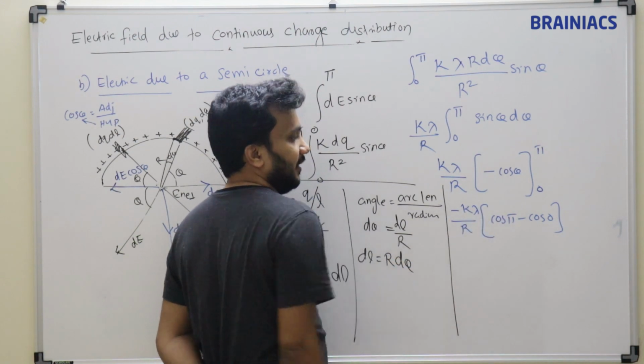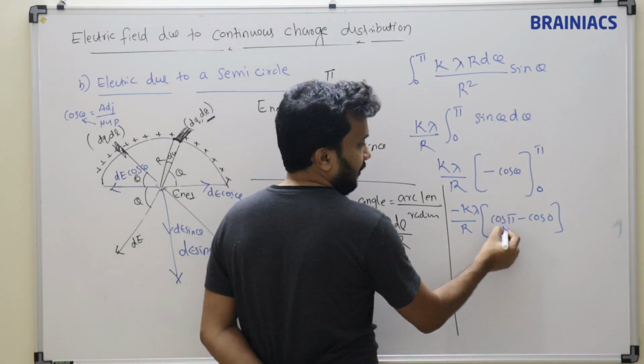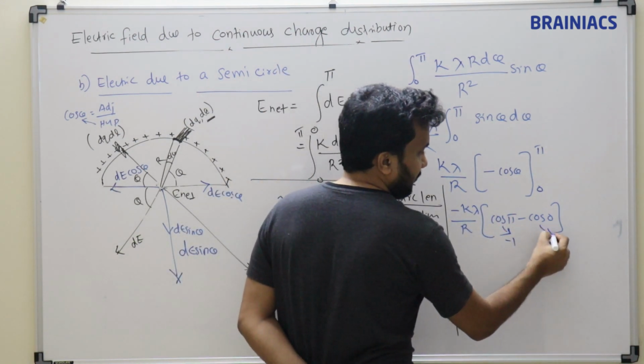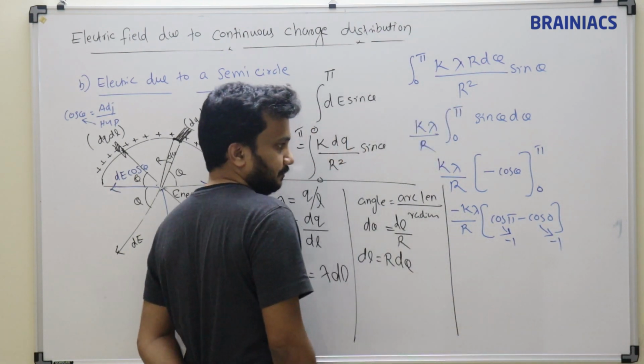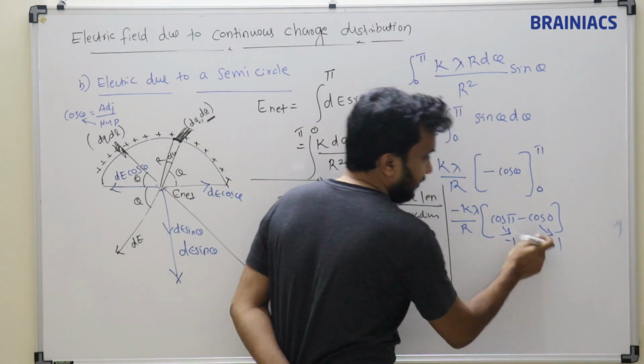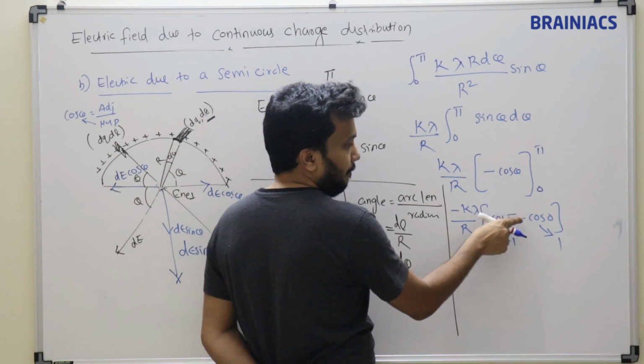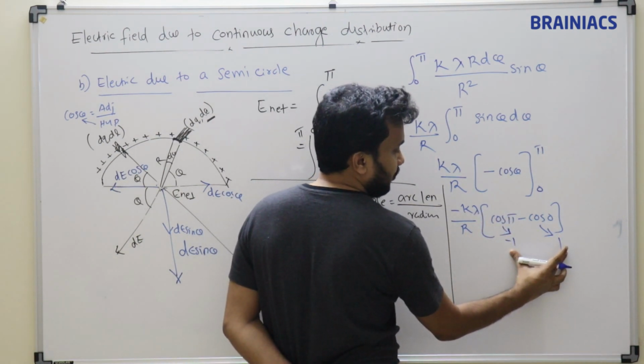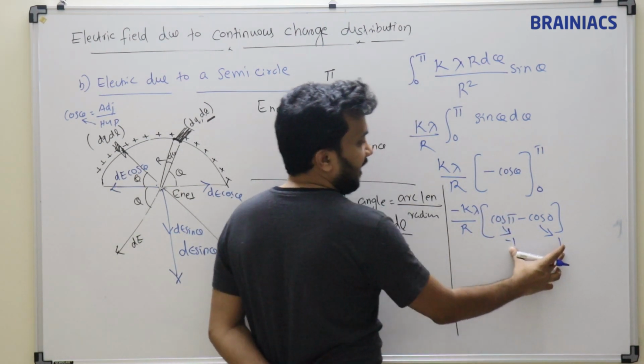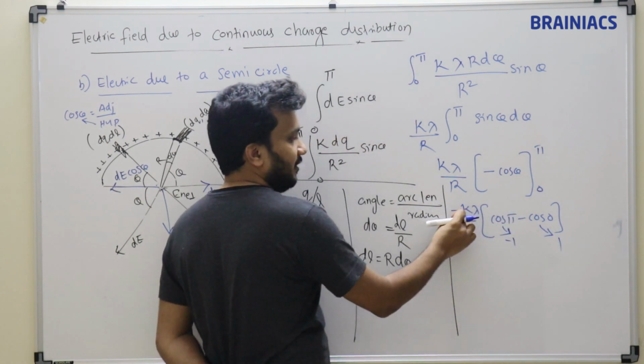What is cos of pi? Cos of pi in the value is how much? Minus 1. Cos 0 in the value is, sorry, not minus 1, 1. So here it is minus 1, minus 1. So totally how much is this one? This one comes with minus 2, and this minus 2 with this one.